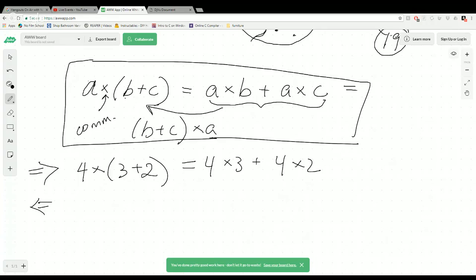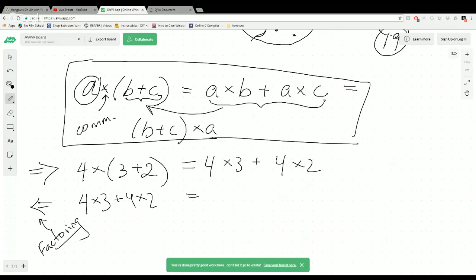Now what is the backwards direction? Now we start from the right side. I give you 4 times 3 plus 4 times 2, and now I say factor it. So this backwards direction is what algebra books often call factoring. Realize this is just the distributive property, so you're working in the opposite way. You say, okay, I see this equality. What can I do? I can take out the a, write my multiplication sign, and then everything else goes in the parentheses with a plus.